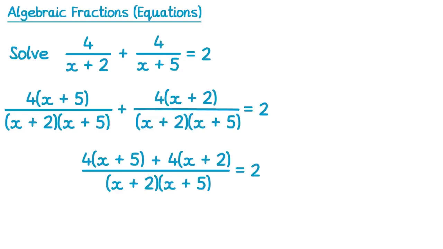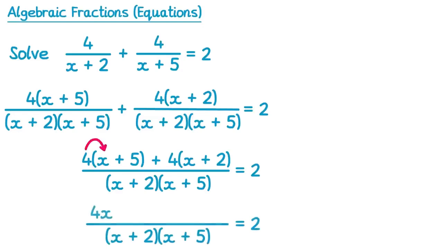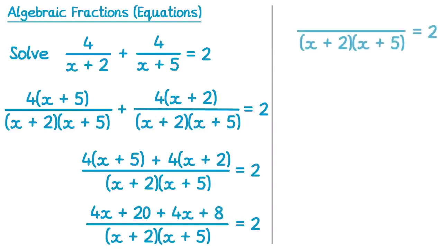We can now do some expanding and then simplifying. So if we expand out the numerator, we've got 4 times x, which is 4x, 4 times 5, which is plus 20, 4 times x, which is 4x again, and then 4 times 2, that's a positive 8. Next, we need to do the simplifying of the numerator. So on the top here, we have 4x plus 4x, which is 8x. And then we also have 20 plus 8, which is 28.